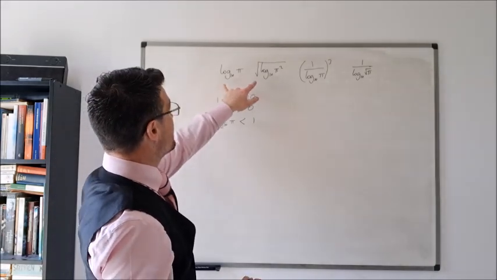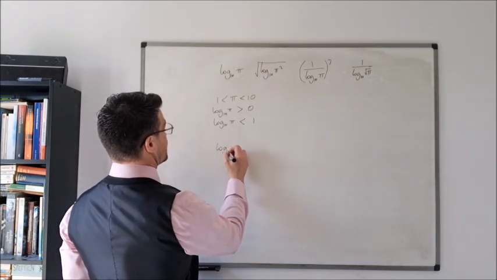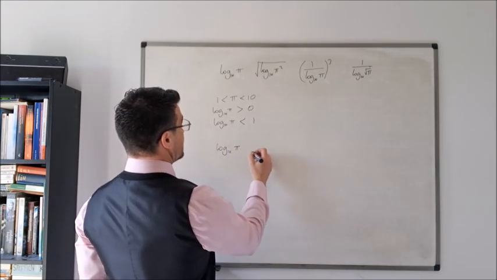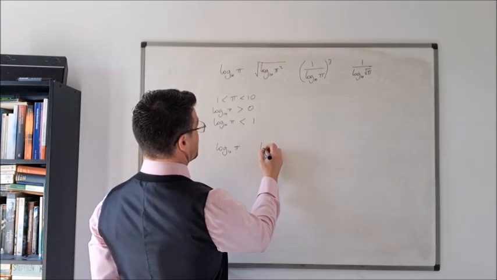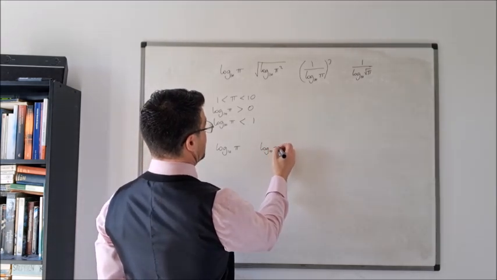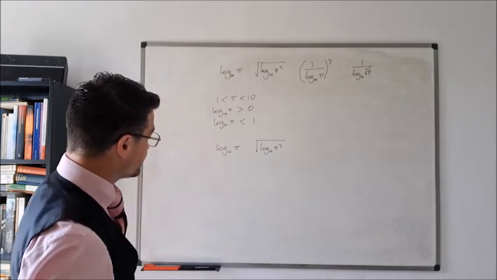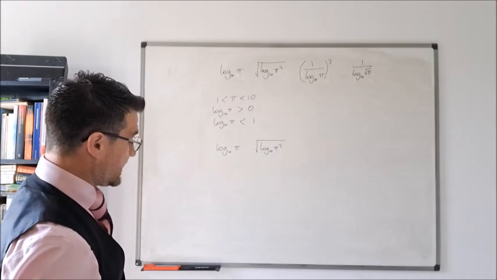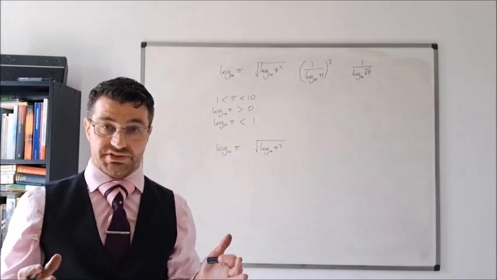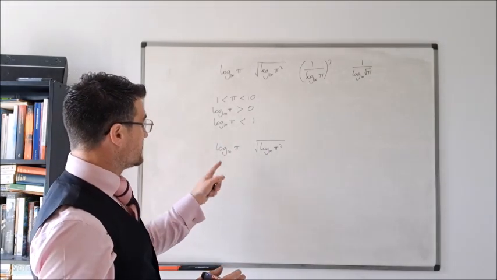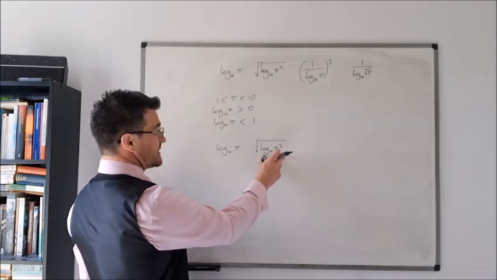Okay, maybe let's have a look at these two. So log to the base 10 of pi and log to the base 10 of the square root of pi squared. Okay, well, because I know that both of these are positive, this is going to be between 0 and 1.